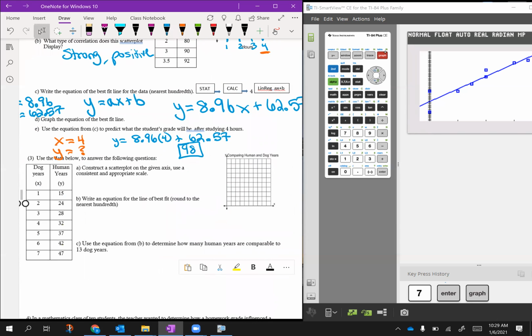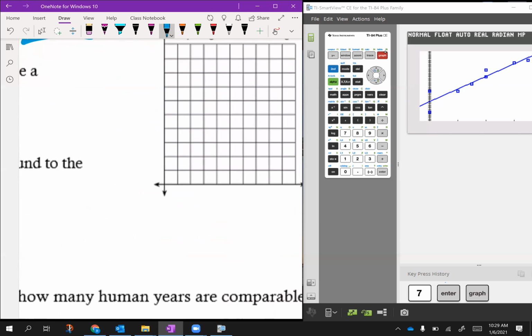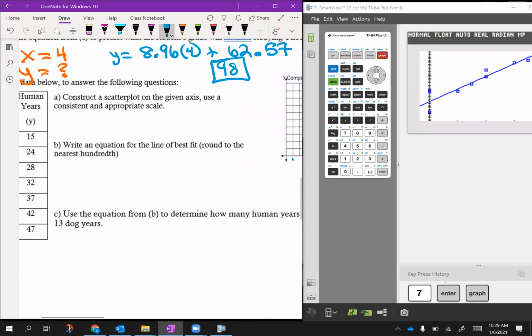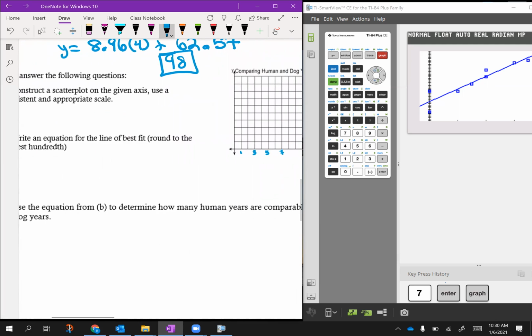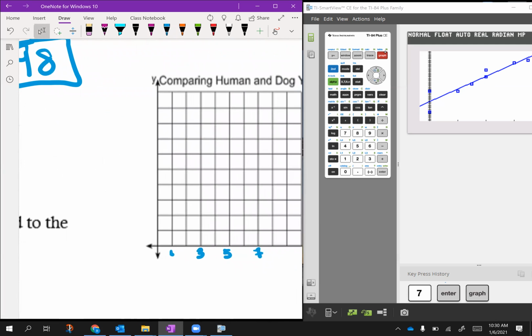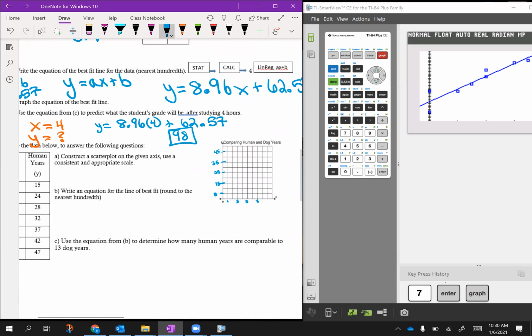All right, for the next one, you're going to do a scatter plot. So you're going to use your scale here. The numbers are going to 1 through 7: 1, 3, 5, 7. What about the Y scale? We're going from 15 to 47, so maybe I'll just count by 5s: 15, 20, 25, 30, 35, 40, 45. So that'll work.